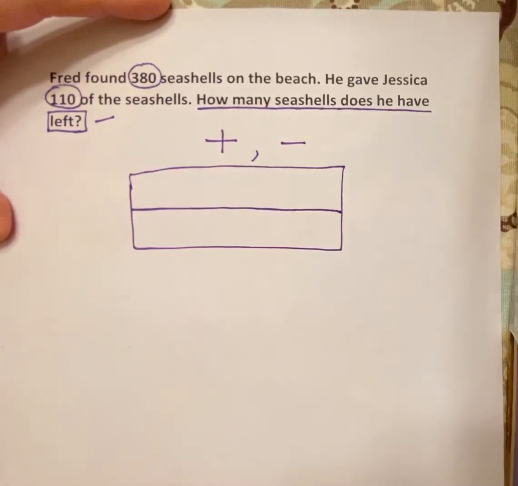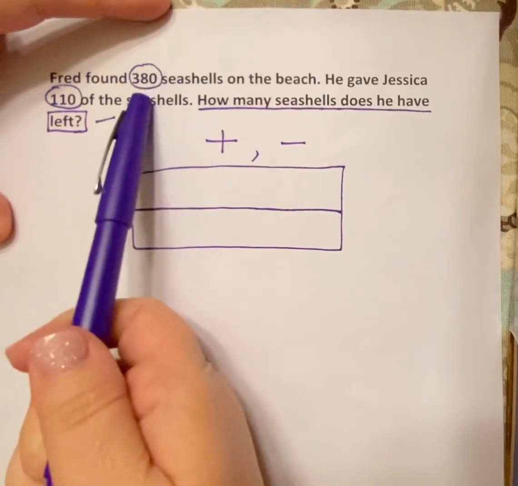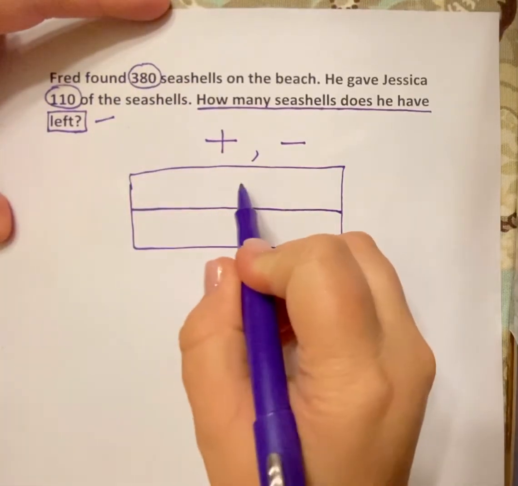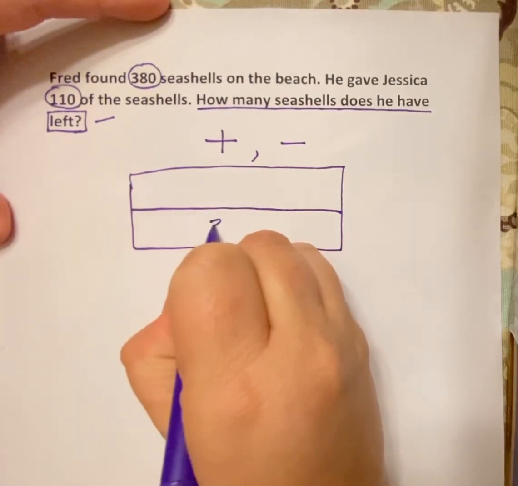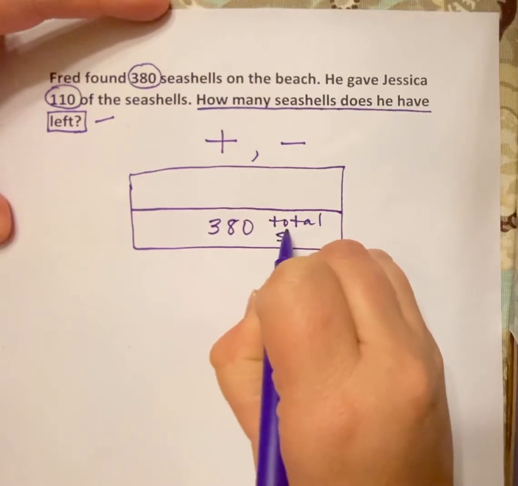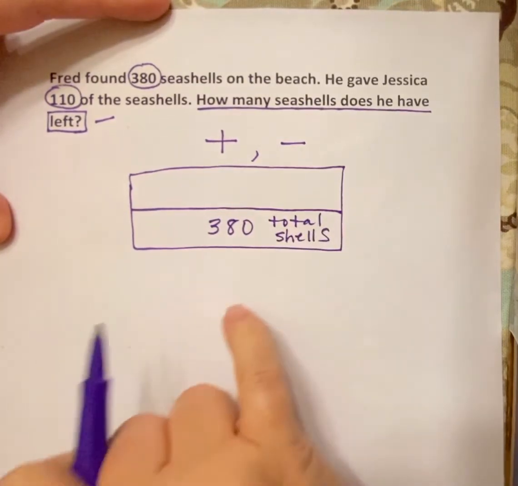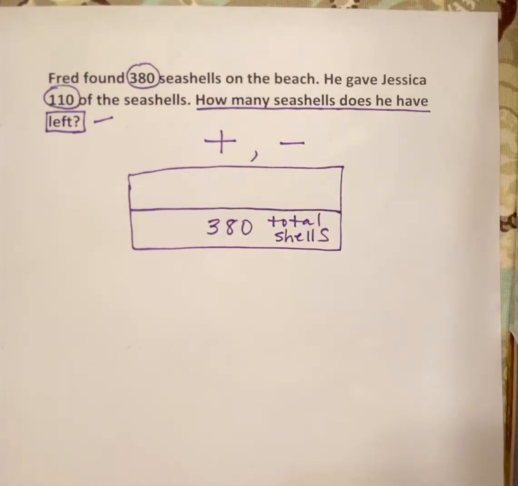I first need to think about, do I have a total or do I need to find a total? Well, I know that Fred found that many on the beach. That's his total. It doesn't matter top or bottom where you put your total or your whole, but I'm going to write 380 total shells. A good mathematician always labels their problem. Then I need to think about my part. What does my part look like here?